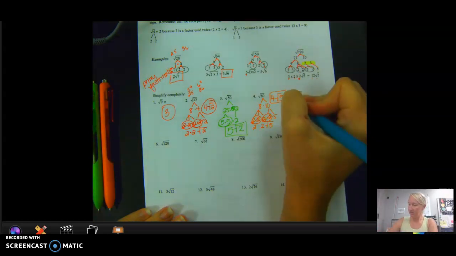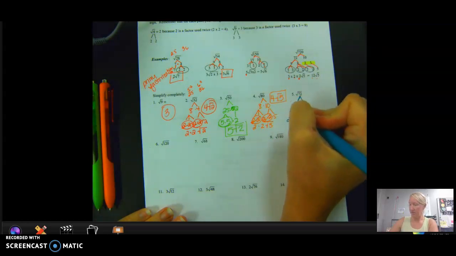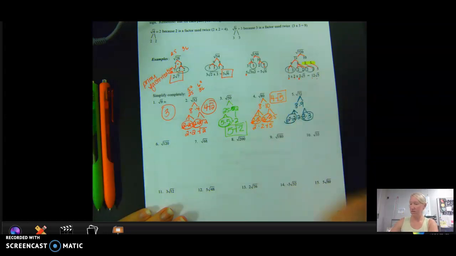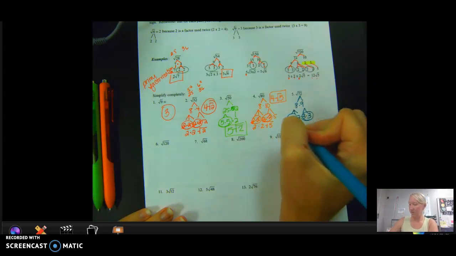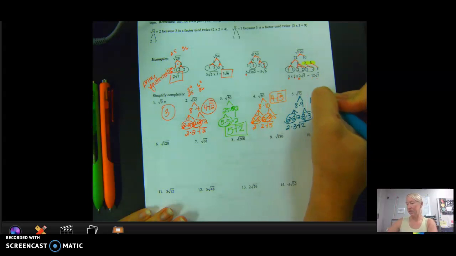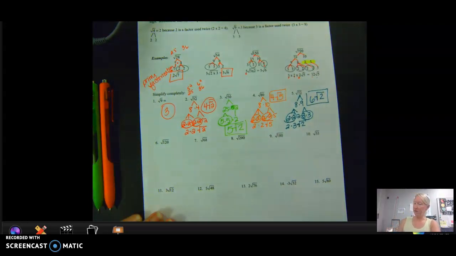72 breaks down into 8 times 9. 8 breaks down into 2 times 2 times 2. 9 breaks down into 3 times 3. I have a pair of 2s and a pair of 3s. So a 2 is going to come out, a 3 is going to come out. That's gone now, and I'm left with square root of 2. 2 times 3 is 6, so 6 on the outside, square root of 2. All right, we're going to keep going.